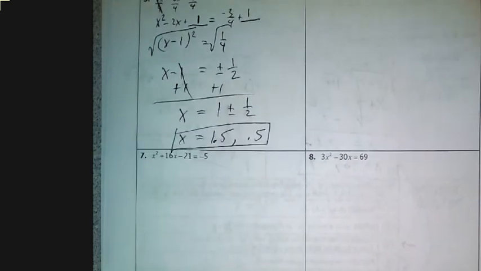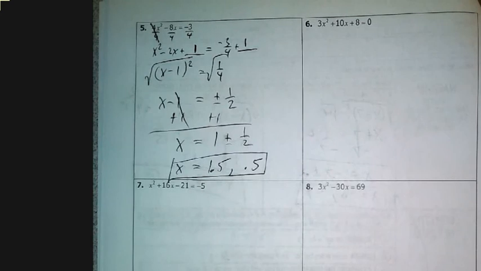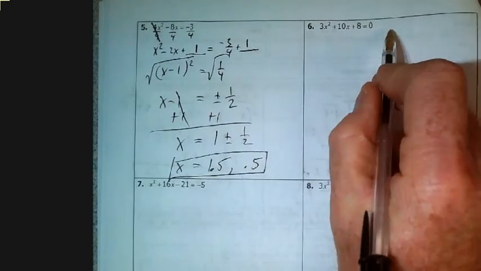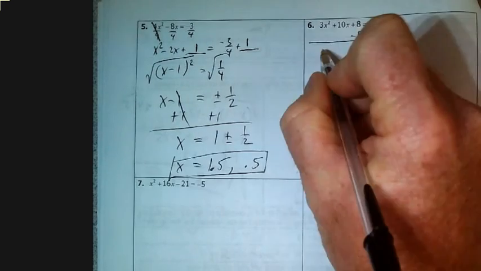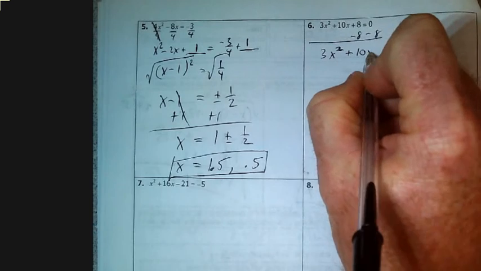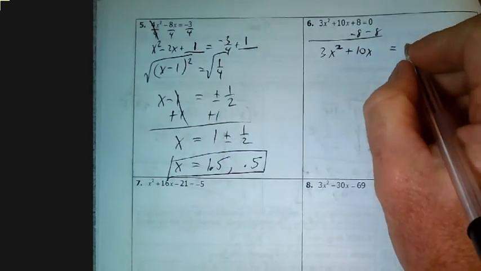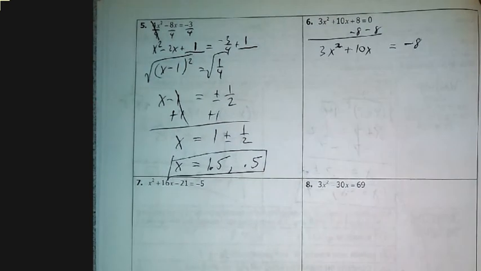Alright, number 6. Now, this is going to get a little bit more tedious because it's not going to simplify as nicely. Let's go ahead and move this 8 to the other side. That's the first step. Subtract 8 from each side. 3x squared plus 10x equals negative 8.